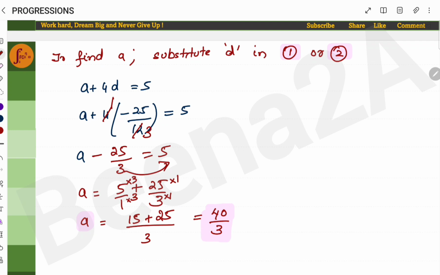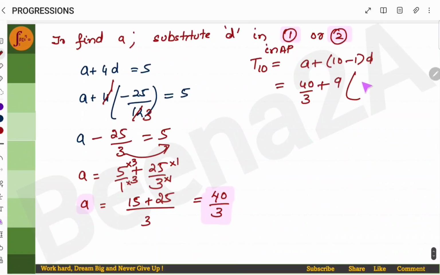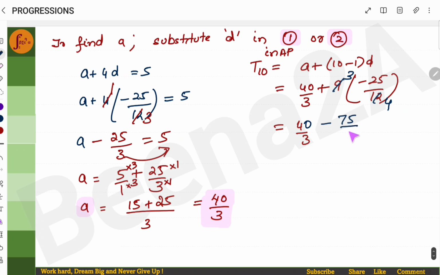Now we know both a and d. We can easily find the 10th term in AP. Remember, it's in AP. The 10th term would be a plus n minus 1, which is 10 minus 1 into d. And what is a here? 40 by 3, 9. What is d? d was minus 25 by 12. 40 by 3 plus 3 3s are, 3 4s are. Plus and minus will be minus. 25 3s are 75 by 4.